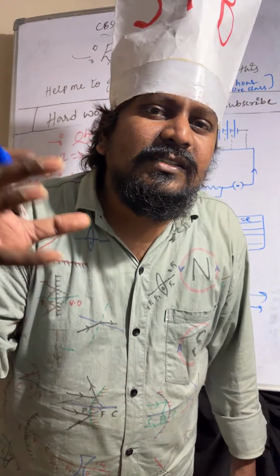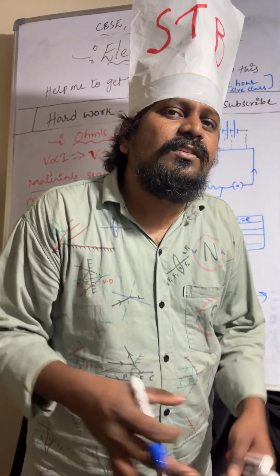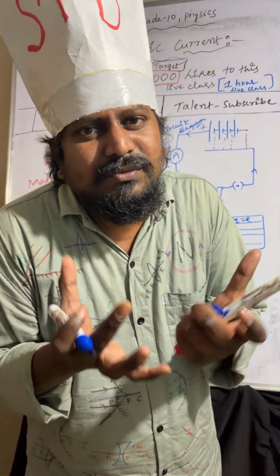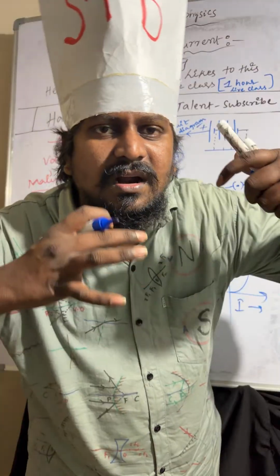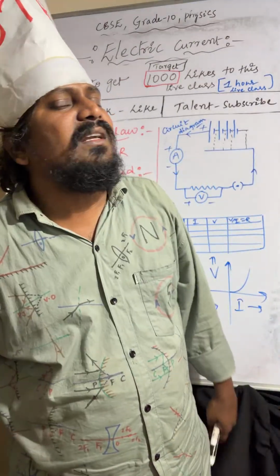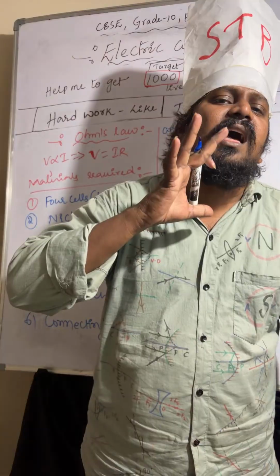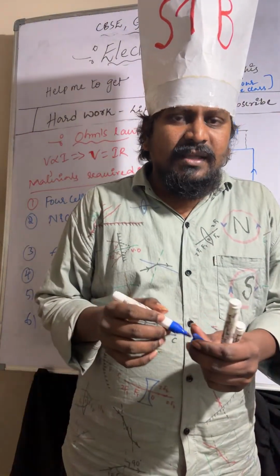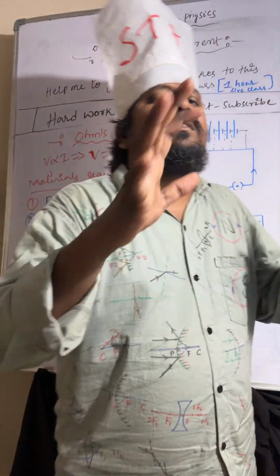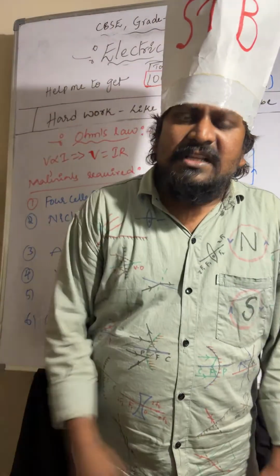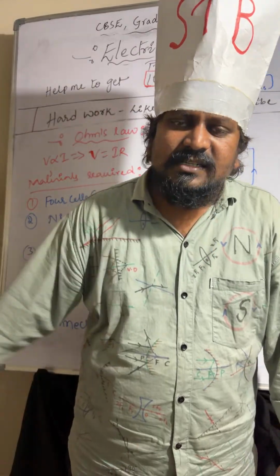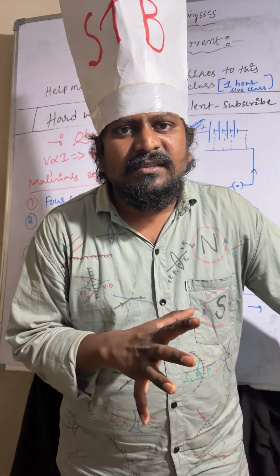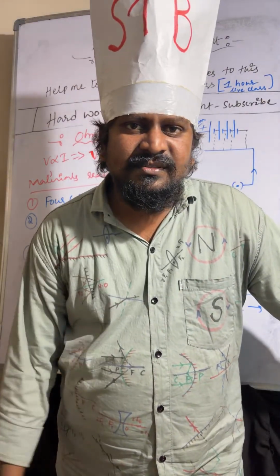The conductors which do not obey Ohm's law are called non-ohmic conductors. If it is not following Ohm's law, that's enough.